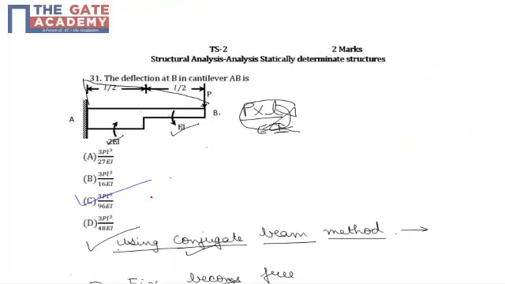C, not C, in fact B, the correct choice. C is not correct, B is the correct choice for the given question. Thank you.